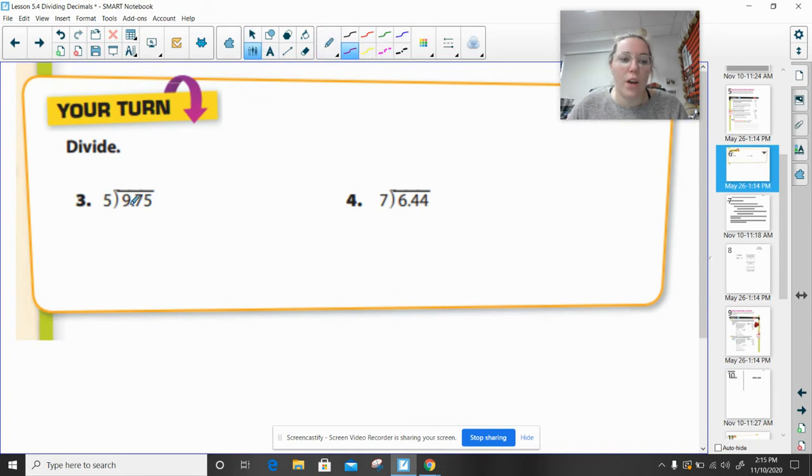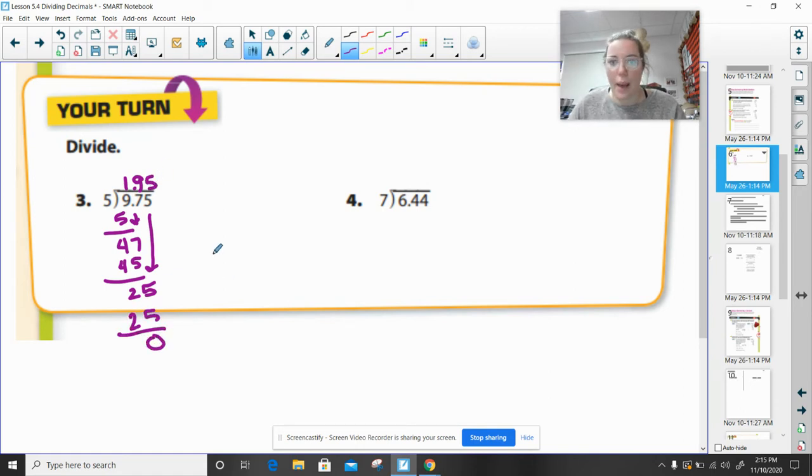So here, the only thing I'm going to do is take this decimal and bring it up. That's it, okay? Because our divisor is a whole number, now I just divide like normal. So 5 goes into 9 one time. 1 times 5 is 5. I subtract and get 4. I bring down my 7. 5 goes into 47 9 times. 9 times 5 is 45. I subtract and get 2. I bring down my 5, and 5 goes into 25 5 times. 5 times 5 is 25, and I'm done, okay? So super easy when our divisor is a whole number.